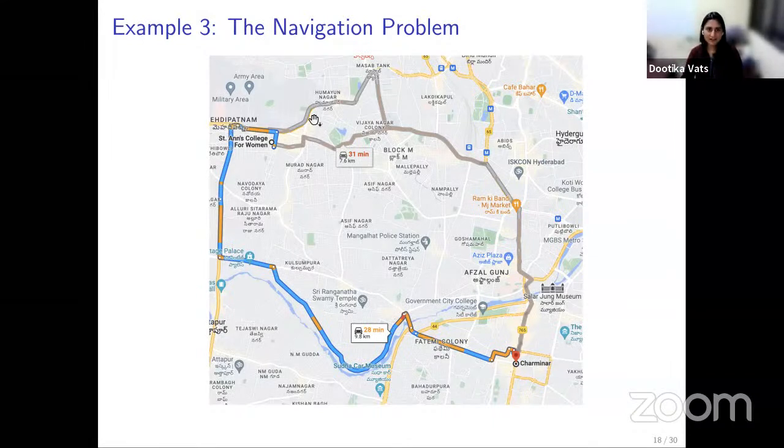It tells me this route, then it tells me this route through my sub tank, and then it tells me this route through the north of Muradnagar. These are the three different routes it tells me.